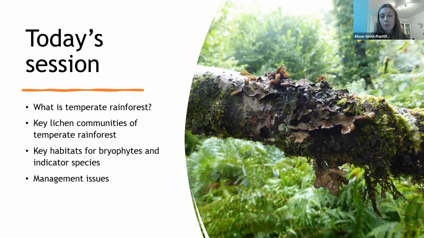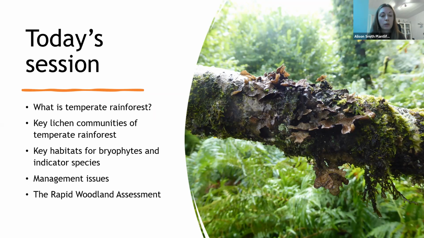And then I'm going to talk to you about some of the management issues, because although this is an extremely important and internationally important habitat that we have in the UK, which is really rich in lichens and bryophytes, it's also under threat from many different issues. Some of those are site-based issues to do with how woodlands are managed and changes in woodland management in recent decades. And some of those are bigger external issues such as climate change and tree disease, particularly ash dieback. So we're going to look at some of the issues that are threatening our temperate rainforests.